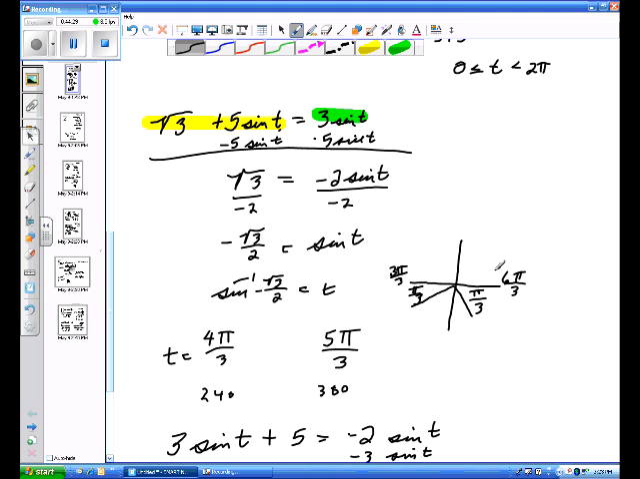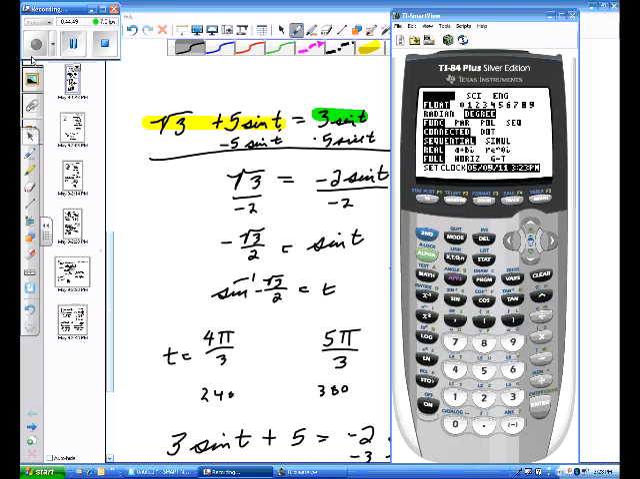in radians, which was 4 pi over 3, where pi over 3 is 60, so that was 180 plus 60, which is 240. And 360 minus 60 was 300. So we know what these are in degrees. We're going to use our calculator and solve using degrees.